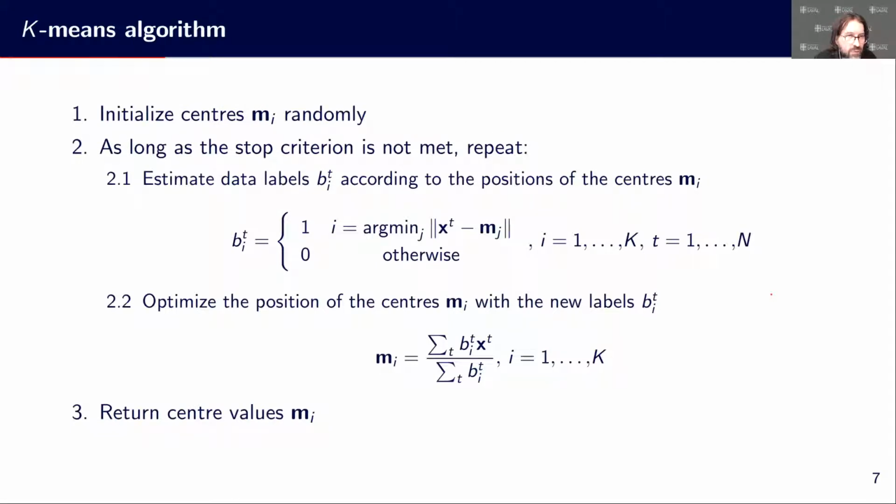So the algorithm goes that way. Basically, we set up the centers MI randomly. So we are assigning them to random values. There are different ways to do that. We will see that later.